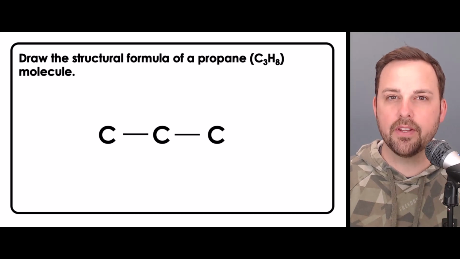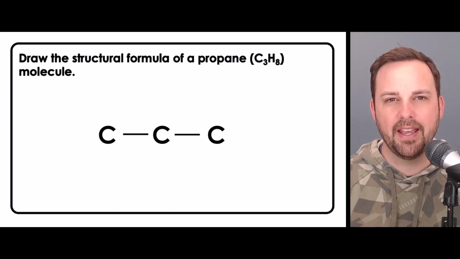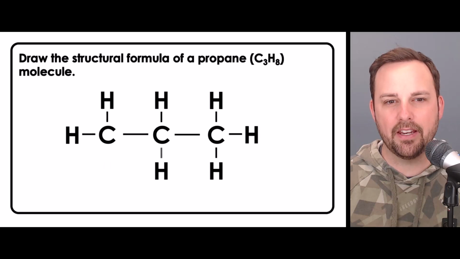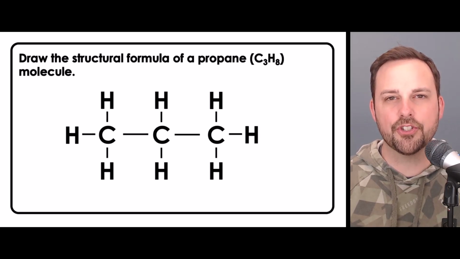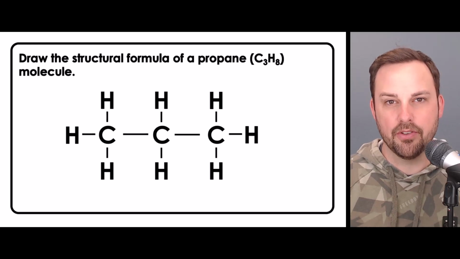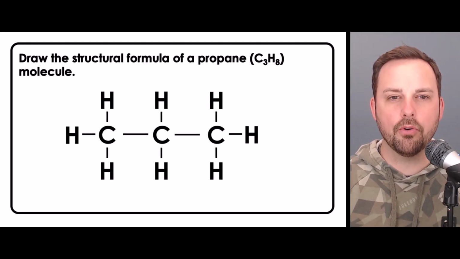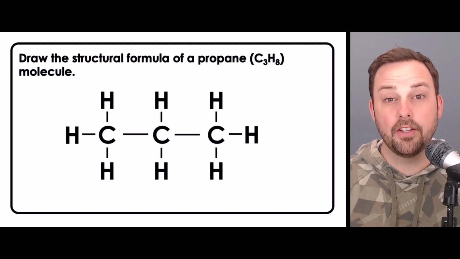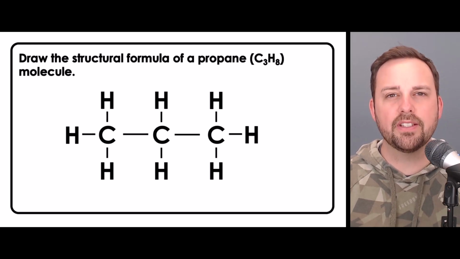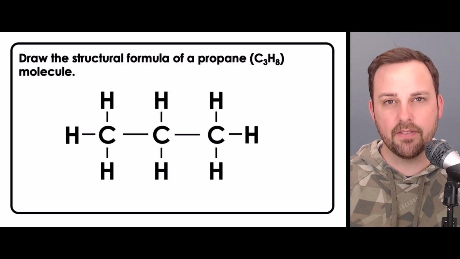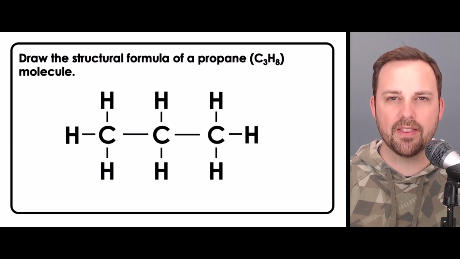And then surrounding this chain of carbon atoms is 8 hydrogen atoms connected by way of single bonds. That is a single shared pair of electrons. So this is what we call the structural formula of propane. And you can see why these structural formulas are really helpful because they actually tell us something about the arrangement of these individual atoms within the molecule.